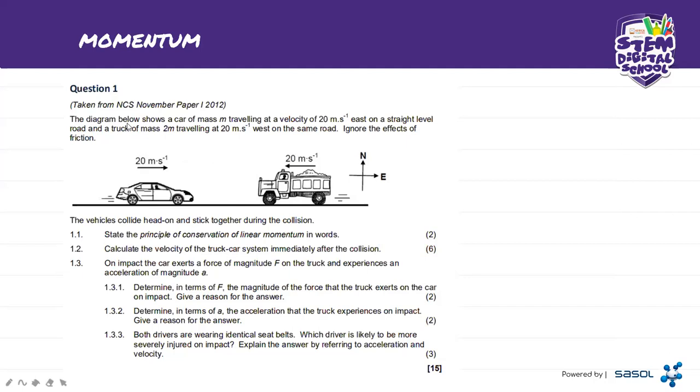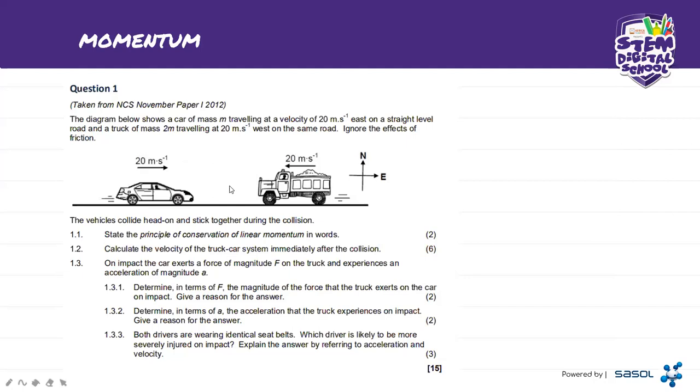They're both traveling at the same speed, but which one would stop first? It would be this one because even in the body, it's not so big, okay? So ignore the effects of friction. When we ignore that, remember we also spoke about it, that it's an isolated system. It says the vehicles collide head-on. So this is a head-on collision.